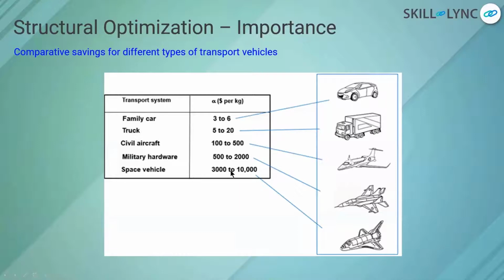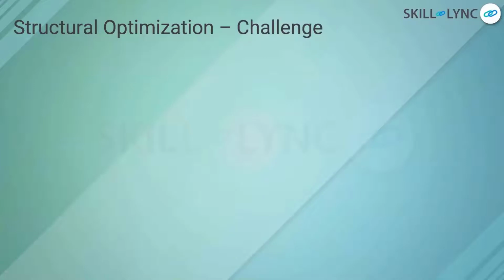Whereas in a space vehicle, where the cost of propulsion is very high, you could be saving 1,000 times of that, for example. So this table shows the importance of saving the structural weight and carrying the loads very effectively. We'll see a bit more of this in the coming slides as well.